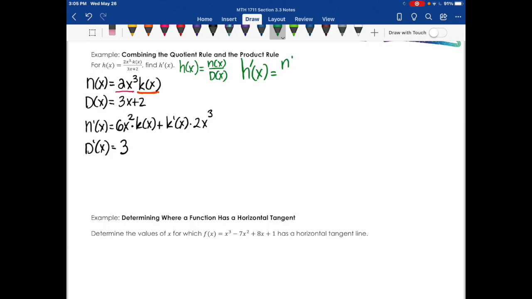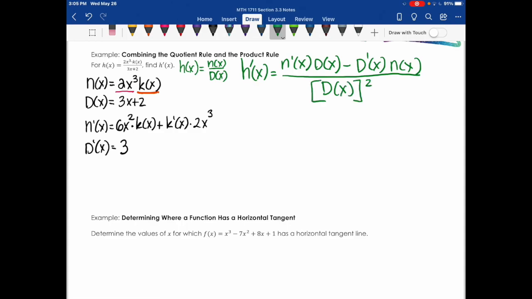So to find the derivative of n of x over d of x, we have to use the quotient rule. So I take the derivative of the top times the bottom, minus the derivative of the bottom times the top, and that's all over the function in the denominator squared. So now that we have all the pieces, we just have to plug everything back in and clean it up.